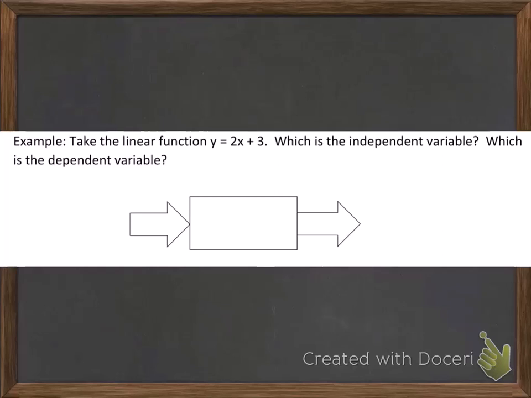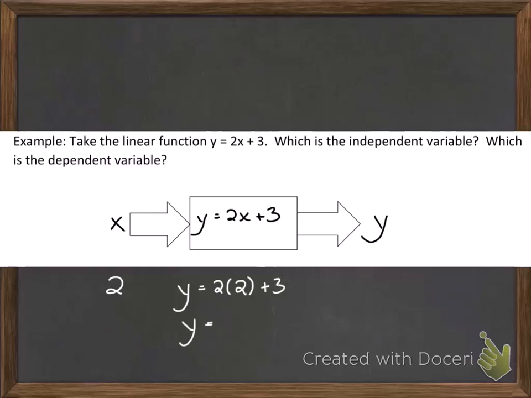So first of all, we can fill in the function y equals 2x plus 3. The value that we are putting into our function is x, and the value that would be coming out of our function is y. So for example, let's say we put the number 2 into our function. Well, then we would have y is equal to 2 times 2 plus 3. So that's 4 plus 3, or 7. So if I put the number 2 into my machine, then the number 7 will come out.